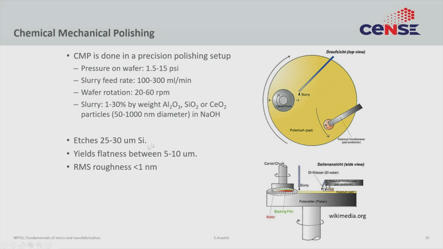We remove around 25 to 30 microns from the top, and what is left is a very smooth surface whose flatness is around 5 to 10 microns and RMS roughness is less than 1 nanometer. Okay. You can do this on one side, you can do this on both sides depending upon whether you want a single side or double side polished wafer.